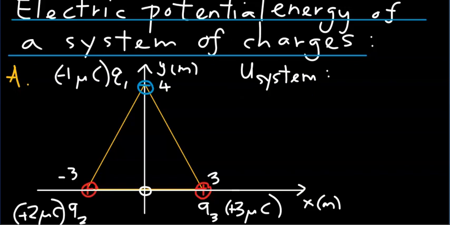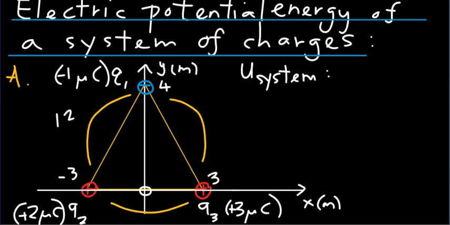In doing so, we have to consider pair by pair of point charges. Let's call this pair pair 1, 2. This pair right there is pair 2, 3. And the last pair is pair 3, 1, because you have the third charge and the first charge. Now each pair will contribute a term that looks like this.